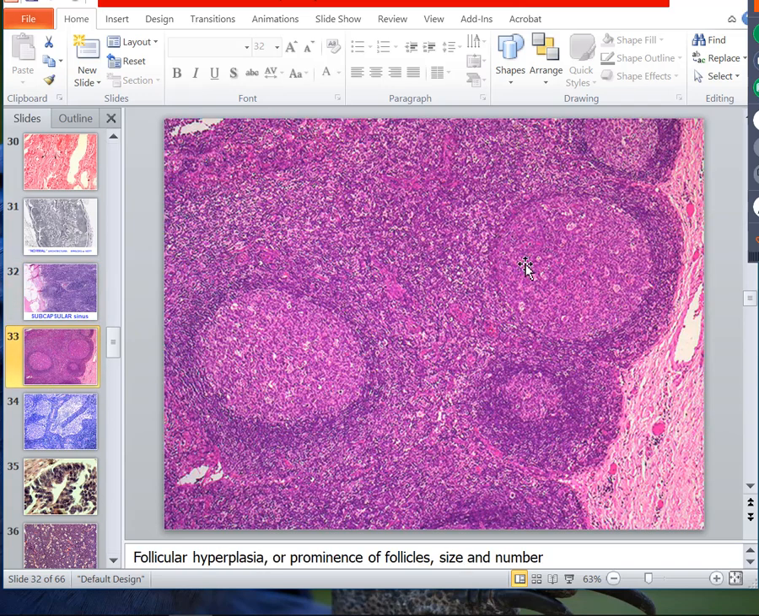Here is a situation in which you have a prominence of the follicles. They're bigger and they're more numerous, and this is the cortex. So this might be a type of reaction in a lymph node, which you could call follicular hyperplasia, okay? And that doesn't mean it's malignant. It just means that this lymph node is reacting in its follicles to maybe some type of stimulus. It could be a whole wide variety.